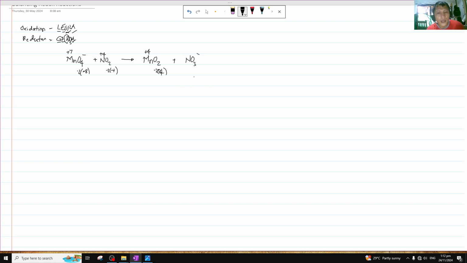How about for nitrate? Same as the last problem that we did. You have negative 2 multiplied by 3, which is negative 6 for oxygen. Since the nitrate has a negative 1, nitrogen here has a positive 5; 5 minus 6 is negative 1. So you can see that manganese goes from positive 7 to positive 4, so it gained electrons. If it gained electrons, manganese is in the reduction half reaction, and it is an oxidizing agent.